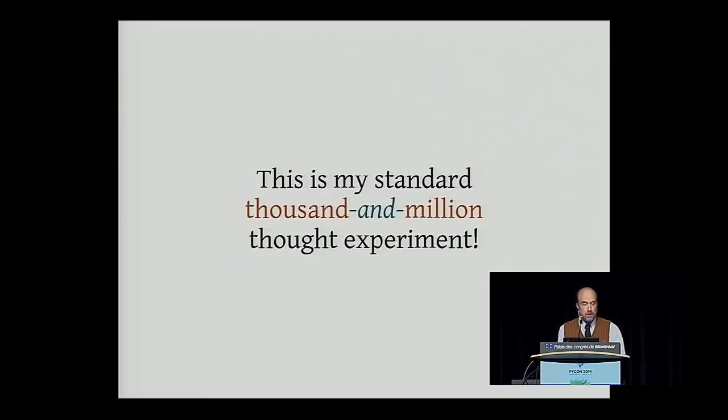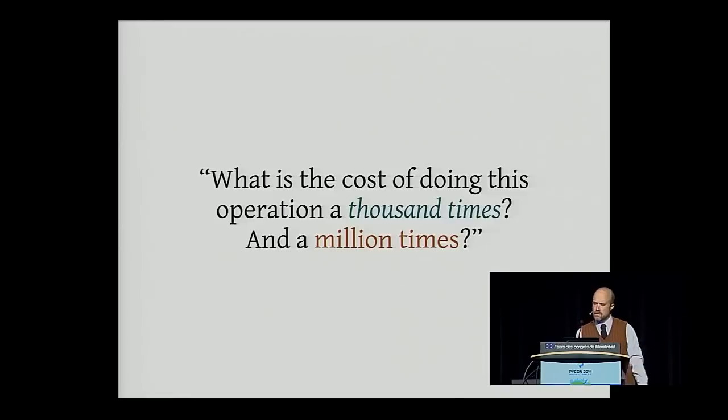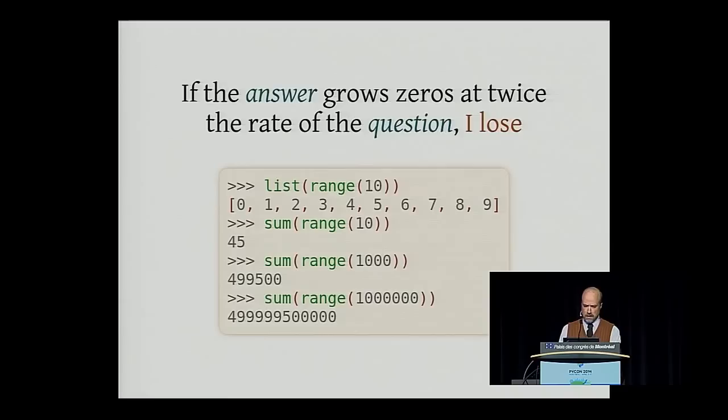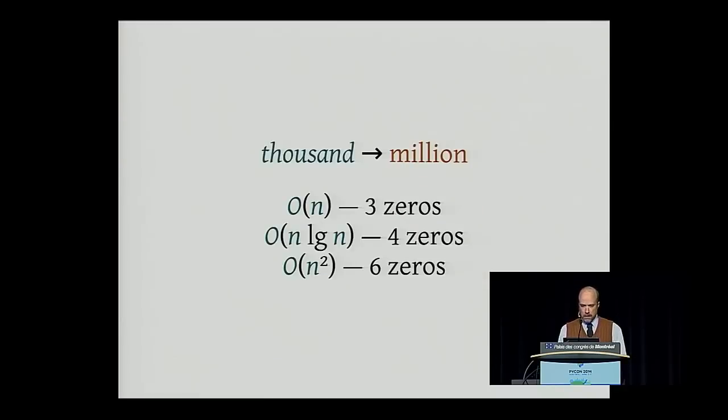This is my standard, by the way, 1,000 and million thought experiment that I do to check whether my algorithms are going to slow down when their data gets big. I think, what's the cost of doing this operation 1,000 times and 1,000,000 times? If the answer grows zeros at twice the rate of the question, I lose, because a trillion is a bad, bad number. And in general, as you watch, how many operations will you do at 1,000 and how many at 1,000,000 objects? Your computer science friends will tell you that there are formal names for what happens if an additional 3 zeros gives the time 3 zeros, 4 zeros, or the very horrible 6 extra zeros.